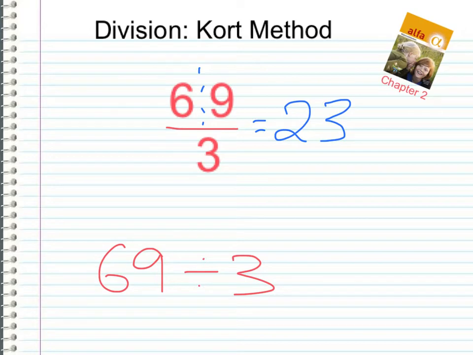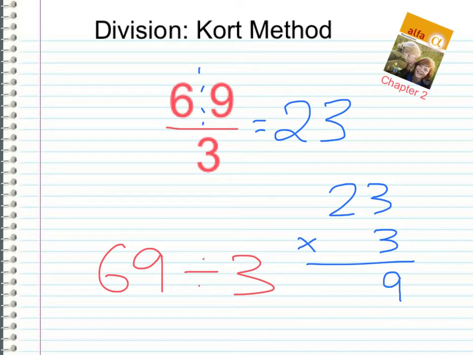I can also use my vertical method to see if I was correct. But instead of using division, I'll use the inverse, which is multiplication. So 23 times 3. Firstly, we do 3 times 3, which equals 9. Next, we do 3 times 2, which equals 6. And my answer is 69, which is the same as my numerator. So I know that my answer of 23 was correct.